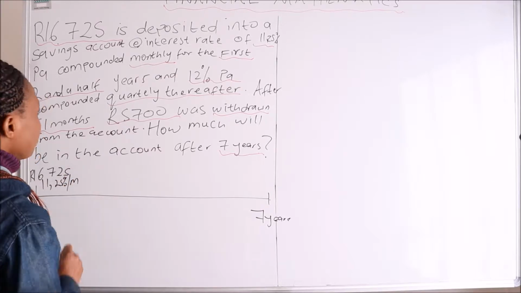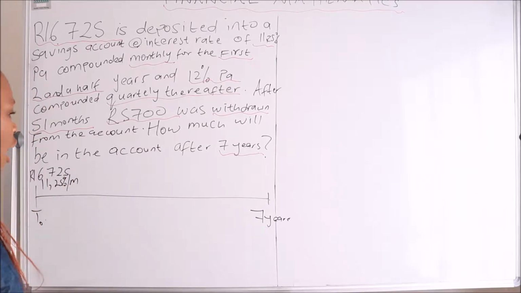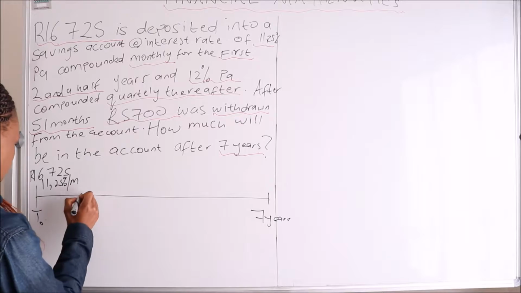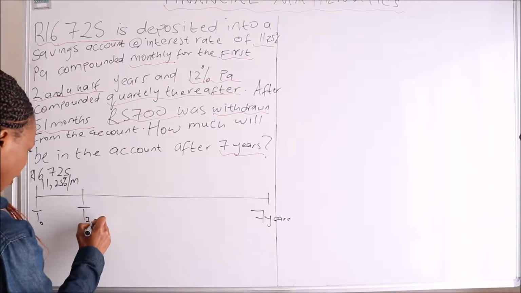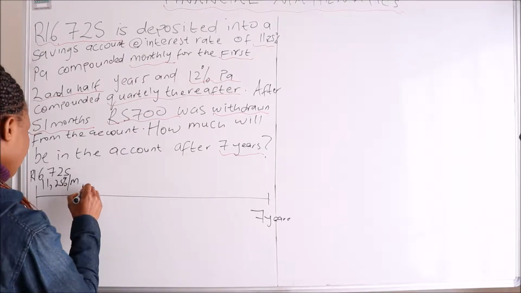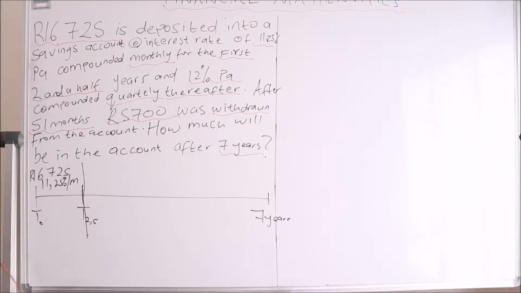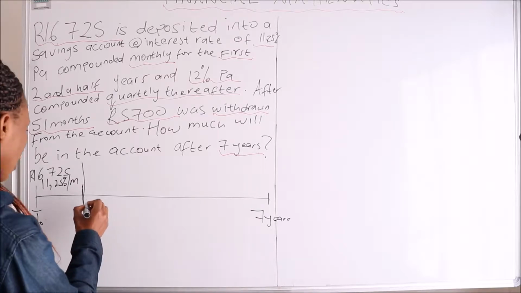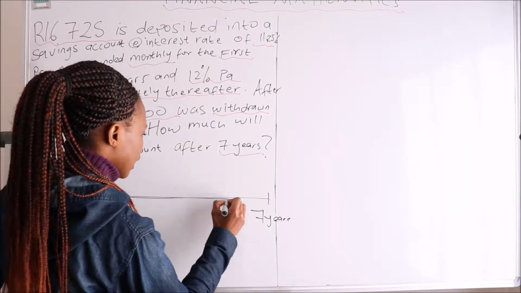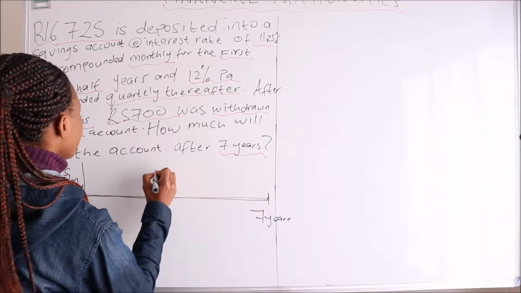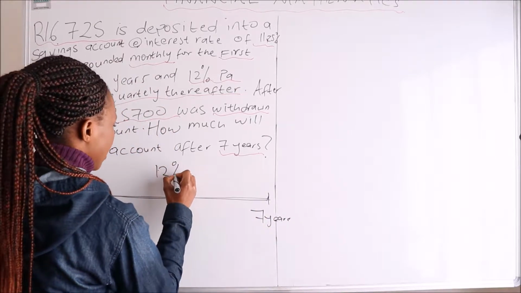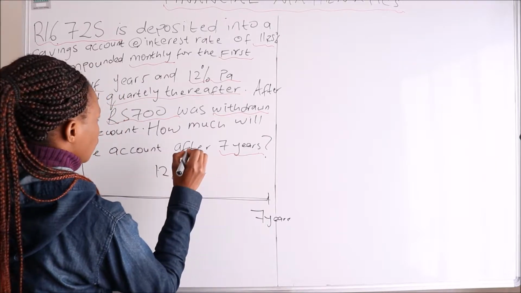So I will just write M for the first 2.5 years. So that will be T2. The 16,000 will be compounded monthly at 11.25% for the first 2.5 years, and 12% per annum compounded quarterly thereafter. So after the 2.5 years going forward, the interest rate would have changed to 12% per annum compounded quarterly. So I'll just write Q.